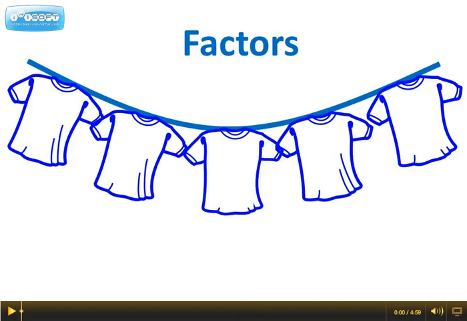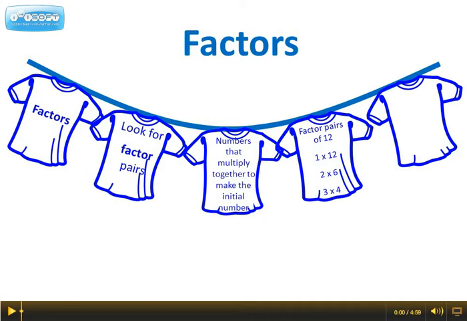So the factors, let's put some t-shirts on. The first thing you need to think about in your head is looking for factor pairs, and I'll explain what that is in a minute. These are basically numbers that multiply together to make the initial number. So if we look at the factor pairs of 12, these are the numbers that we multiply together to make 12, so these are what we call factor pairs to make that initial number, in this case 12.